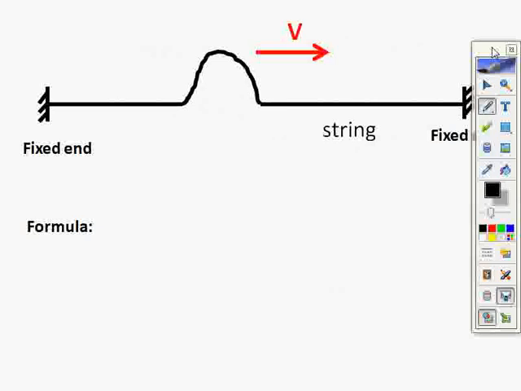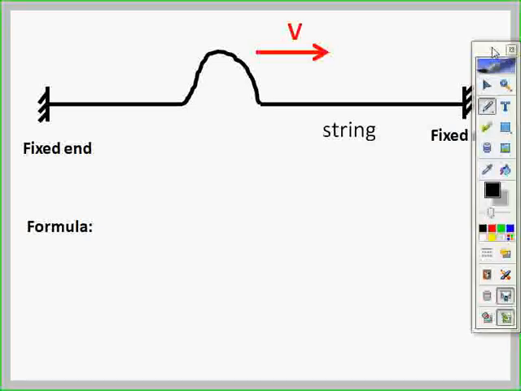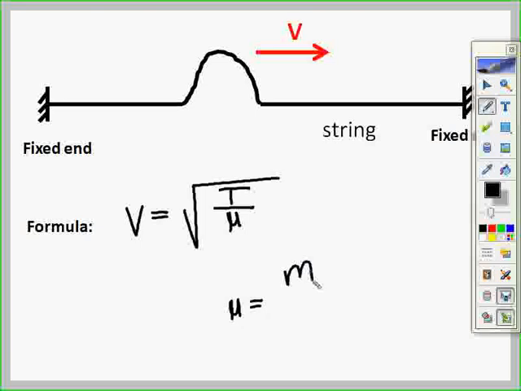So we could put those two together. And we get the velocity of the wave traveling down the string is equal to the square root of the tension divided by the linear density mu. And the linear density mu is equal to the mass of the whole string divided by the length of the whole string.